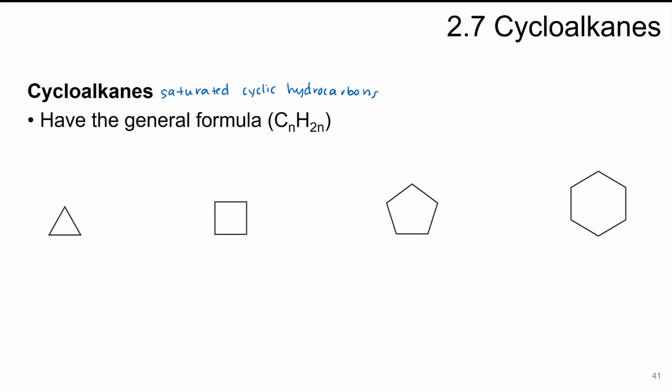So there's no double bonds, but they're cyclic. They have the general formula CnH2n. They're named similarly to alkanes. This has 3 carbons. This is cyclopropane. 4 carbons is cyclobutane. 5 carbons, it would be pentane, but it's cyclic, so it's cyclopentane. This is cyclohexane.